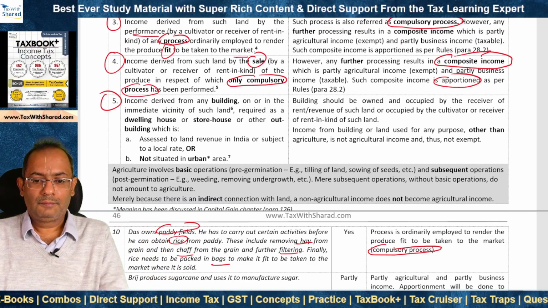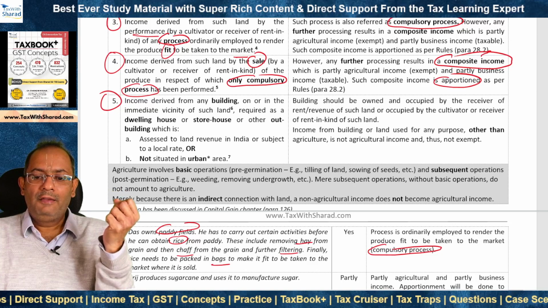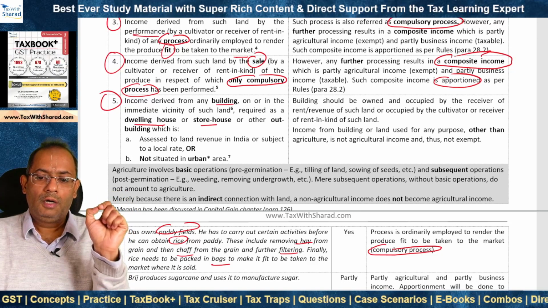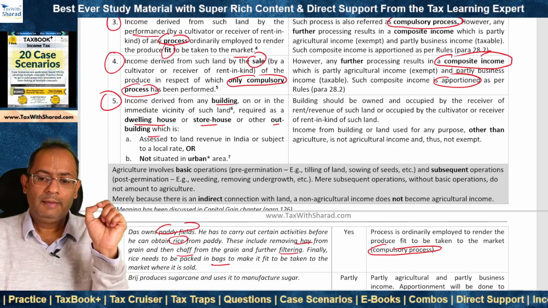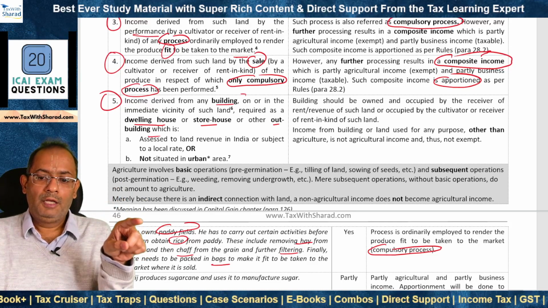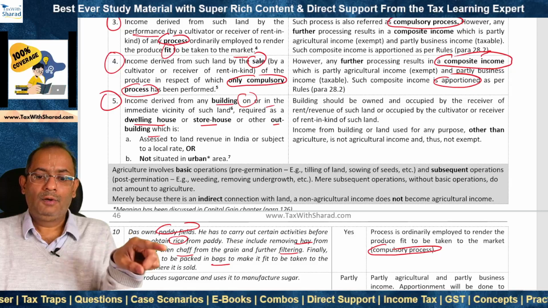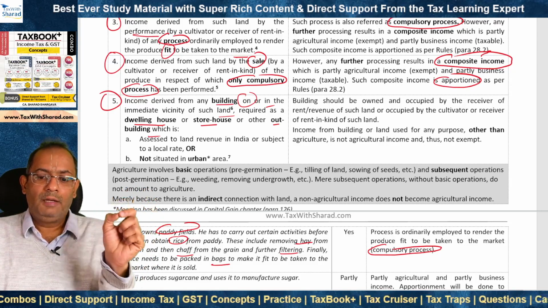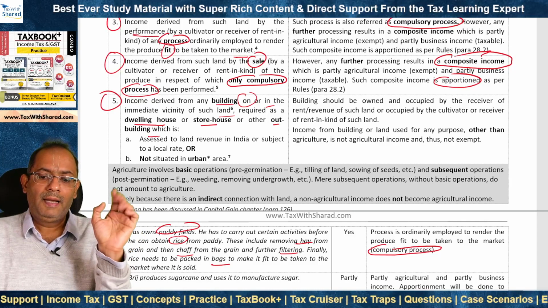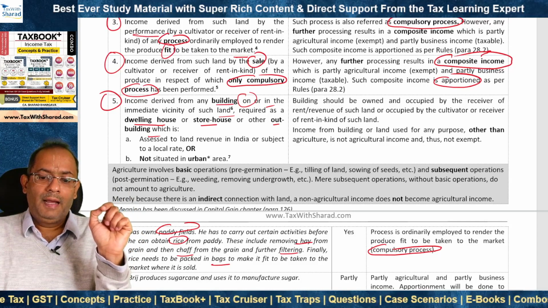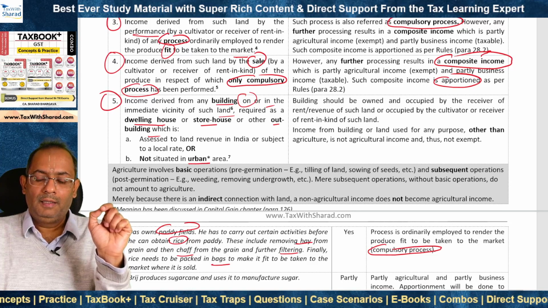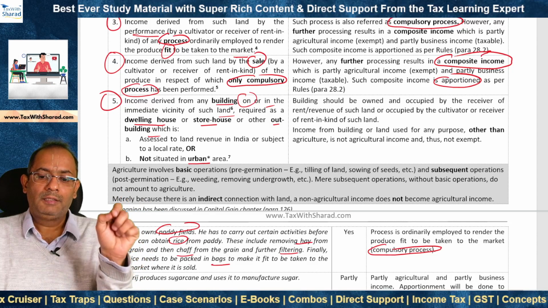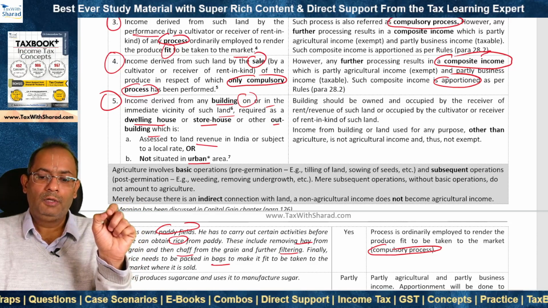Number 5. Income derived from any building which is in the nature of a dwelling house or a storehouse or other outbuilding is also exempt if such building is on the agricultural land or in the immediate vicinity of such agricultural land. Income from such building is also exempt, and the condition is that either the land should not be situated in an urban area. That means either the land should be situated in a rural area, or it should be assessed to land revenue in India or be subject to a local rate.